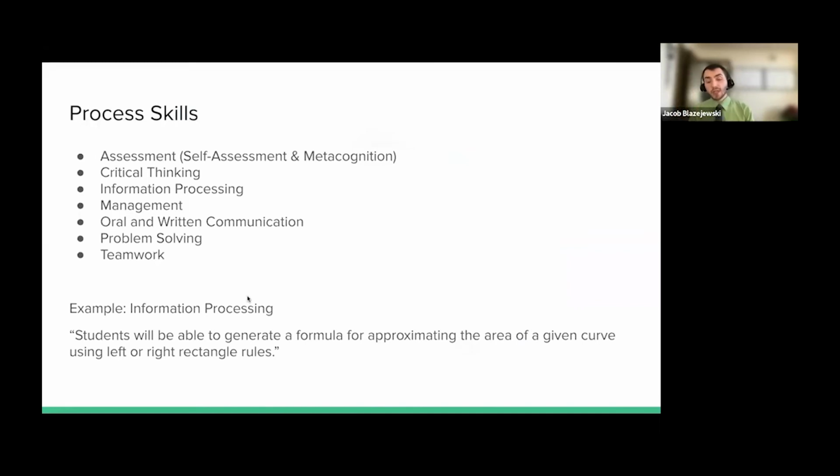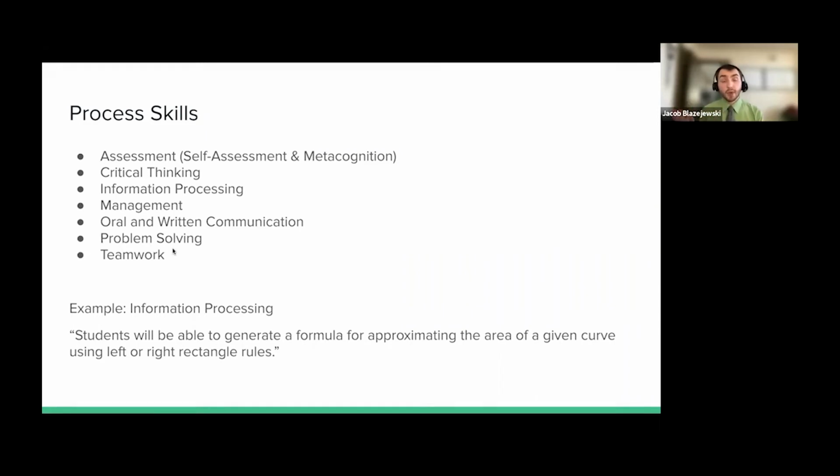And so also with this are the process skills themselves, which the POGIL project defines as seven total skills, and these all have pretty standard definitions that go with them. So: assessment, critical thinking, information processing, management, oral and written communication, problem solving, and teamwork. Since you're trying to target these, in addition to learning objectives for any of the learning goals that you're doing, it's also good to have a process skills objective with each activity.